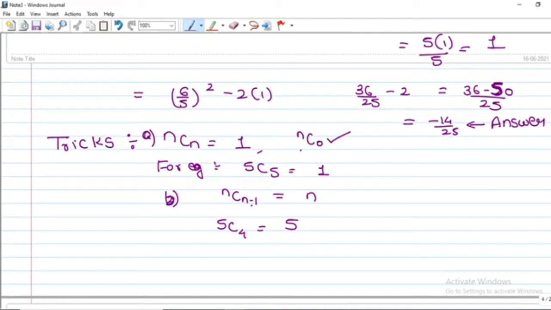its alternative nC0 will also be equal to 1. And using this trick, it is also true for nC1, which will also be equal to 1. Now what I want to mention, just keep these tricks in your mind, so that whenever there are difficult calculations, your calculation becomes simple.